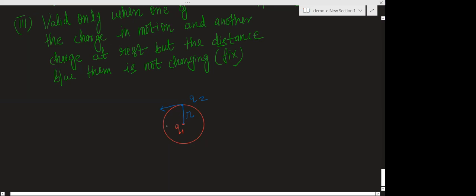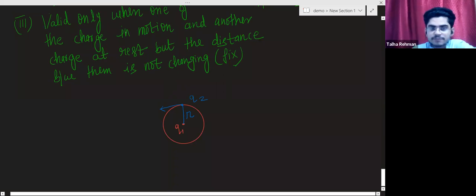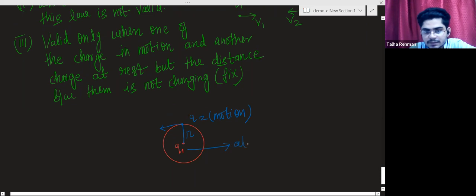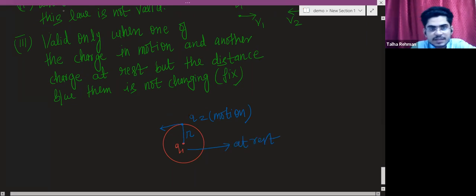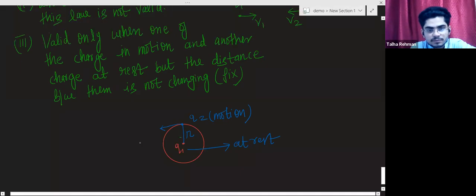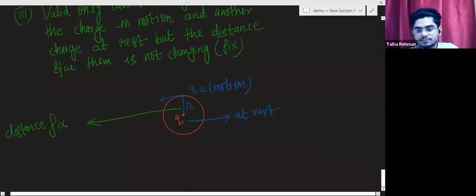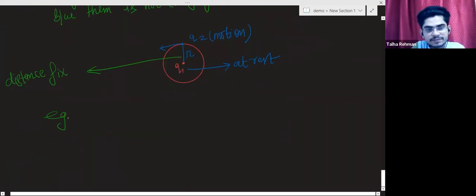No, sir. So it means here this law is valid. See the statement: valid only when one of the charges is in motion, this charge Q2 in motion, but Q1 at rest, and this R distance is fixed. R is fixed. So it means here we can apply this law. And this is a real case with an atom.